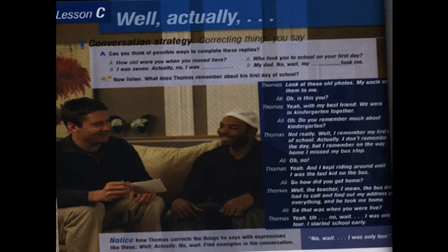For example, number 1, I don't remember anything about my childhood. Suppose I made a mistake. What can I correct myself with now? Well, actually, I remember a few things.